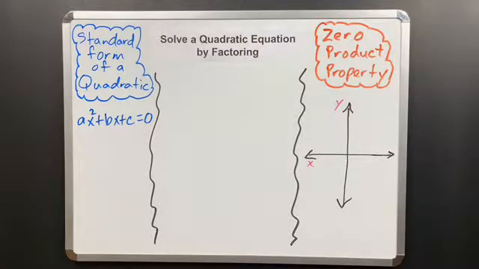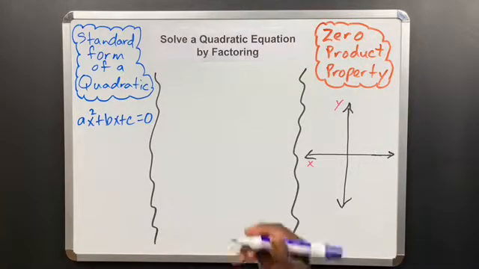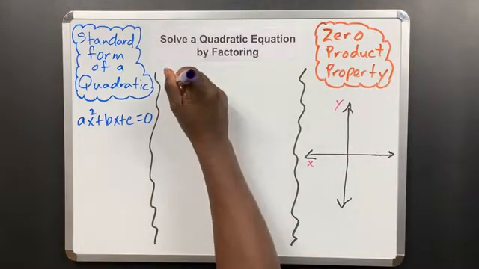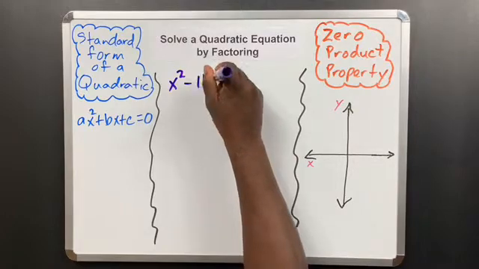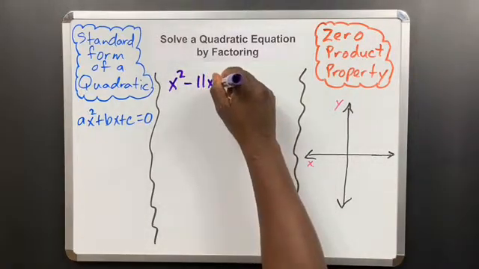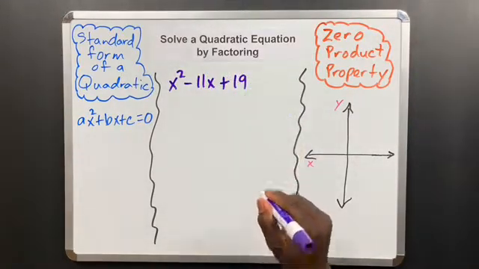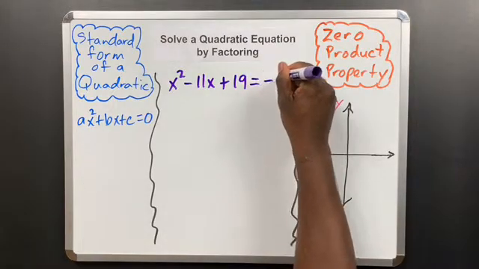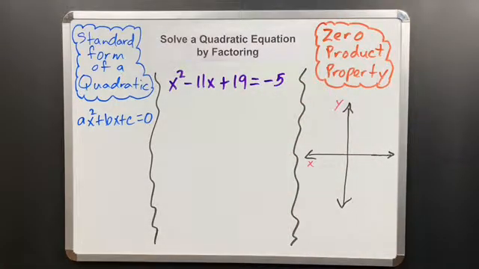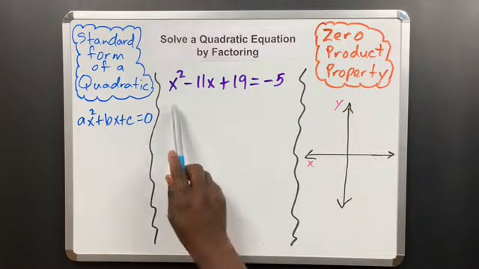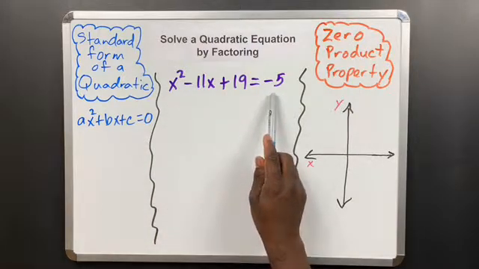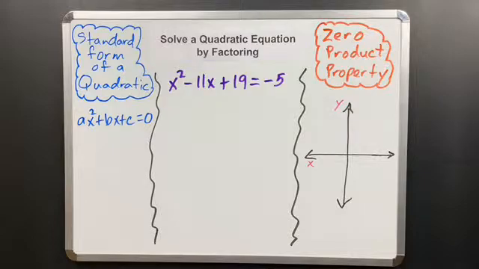All right? So let's go ahead and start with our first equation. We have here x squared minus 11 times x plus 19 equals negative 5. All right, now notice, like we said, we want to solve this equation when it's written in standard form. The only difference is it's set equal to negative 5 instead of being equal to 0.